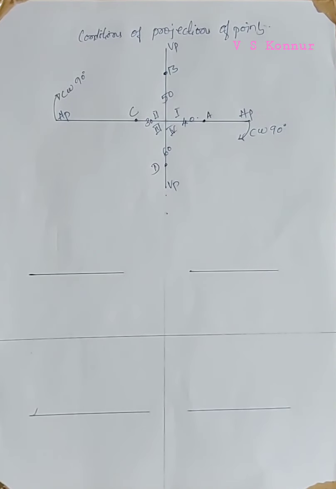Next, 4 points, that is 4 conditions of the projection of points. So first one is lying on HP, next one is on VP, next one behind VP on HP, next one is below HP on VP. So there are 4 conditions. So we'll study the first condition in that.